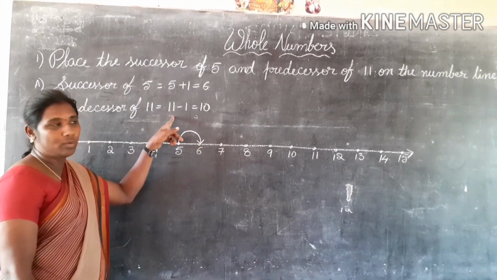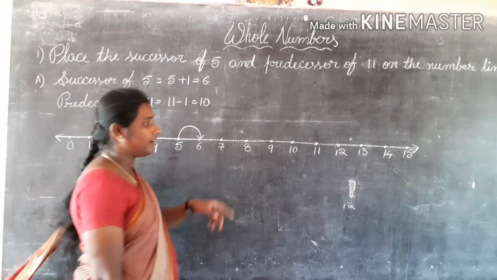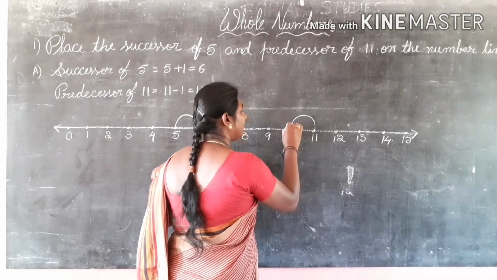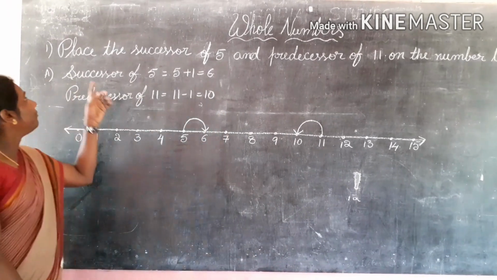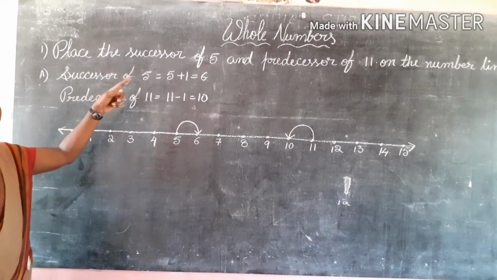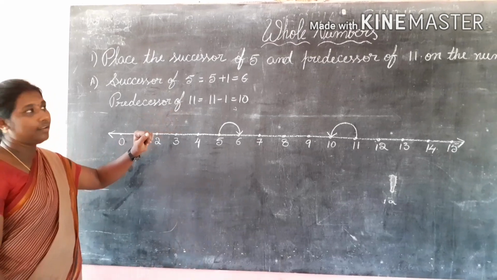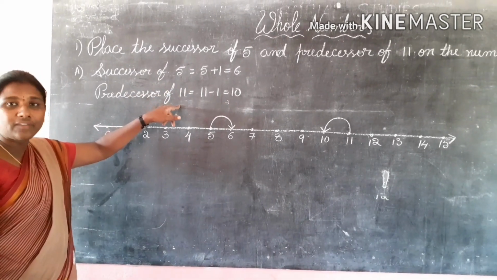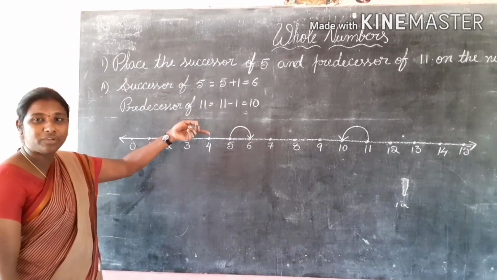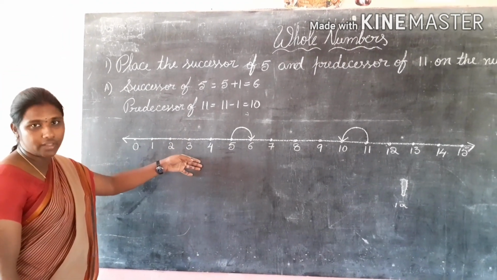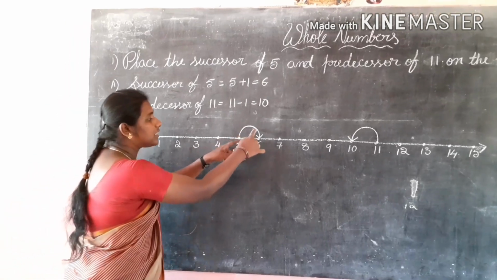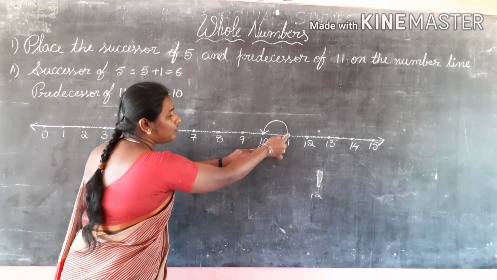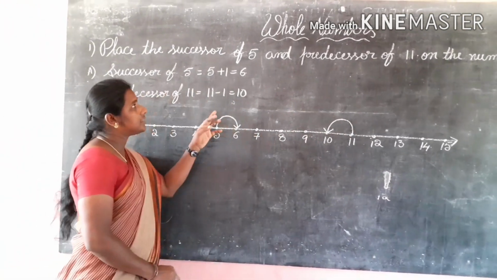And predecessor of 11. What is the predecessor of 11? 10. Then we have to draw again from 11 to 10. Okay. Place the successor of 5 and predecessor of 11 on the number line. Successor of 5 is 6. Predecessor of 11 is 10, the number before 11. We have to show this on the number line: from 5 to 6 we draw the line, and again from 11 to 10 we draw the line. This is about this one.